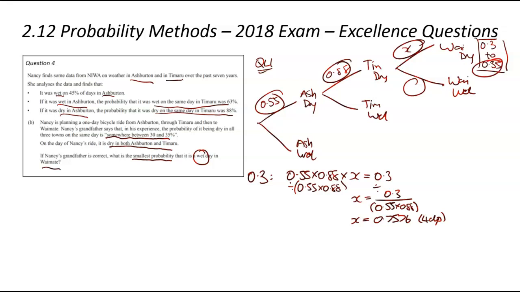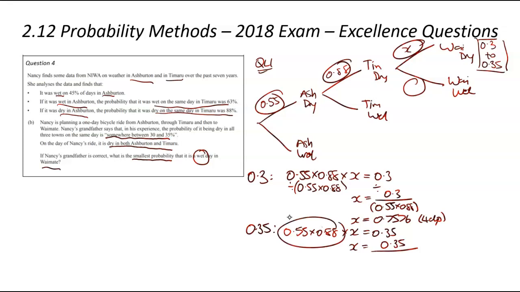I'm now going to consider the same for this 35% probability. So let's say we're aiming towards 35%. This is the exact same approach, except we're subbing out the 0.3, putting in the 0.35. We're going to have 0.55 times 0.88 times x will be equal to 0.35. Same algebra applies. x will be equal to that number, 0.35, divided by the other two multiplications, 0.55 times 0.88. And when you put that into your calculator, we're going to get a number of 0.8838, and that had a 4 dp rounding.